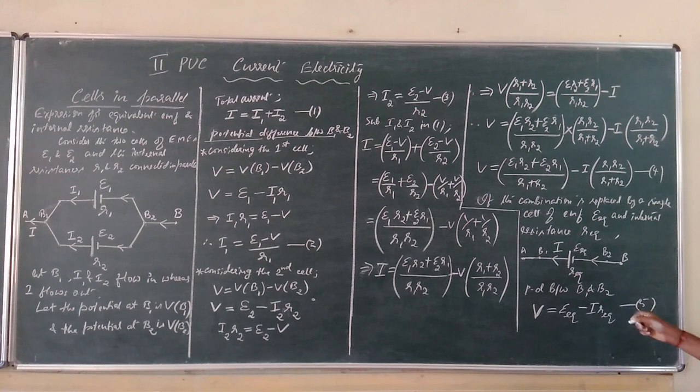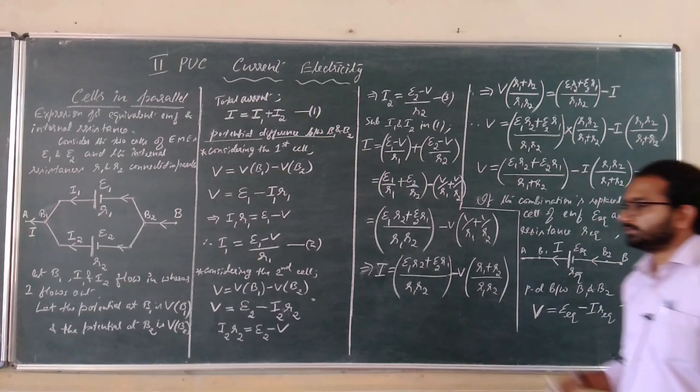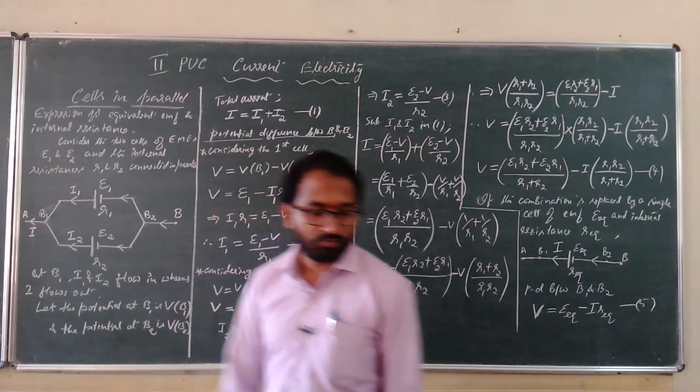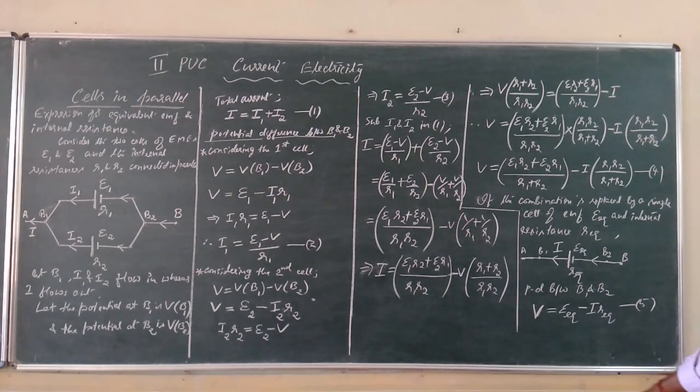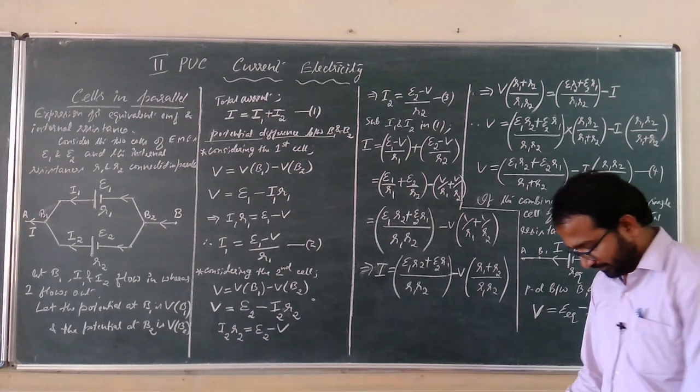Now, if I compare equations 4 and 5, what is the equivalent value of EMF of this single cell, which is used to replace that combination? What is E equivalent in terms of E1 and E2? What is R equivalent in terms of R1 and R2? Comparing equations 4 and 5.